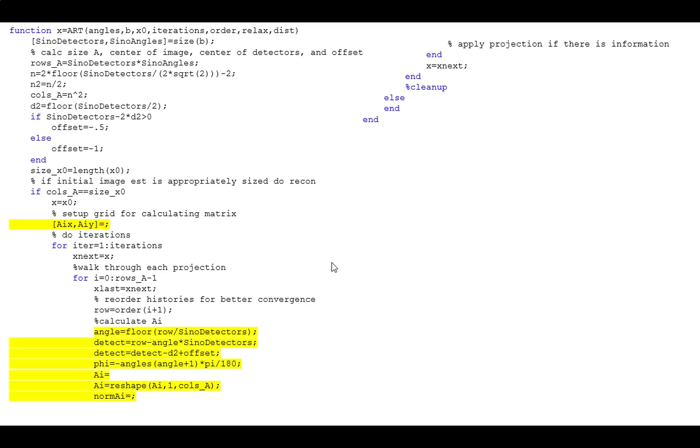Once I know what angle I'm at, I want to figure out which detector I was on. That's the leftover chunk. I know the angle number here, and now I want to know my detector number. It came from the rows. So what was my angle? That was this product. So angle times sinodetectors, that's the offset. Row minus angle times sinodetectors is that little difference. It's how far down that next piece you're at. Does that make sense?